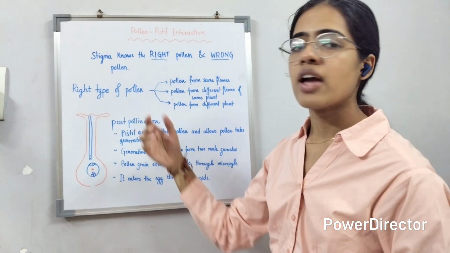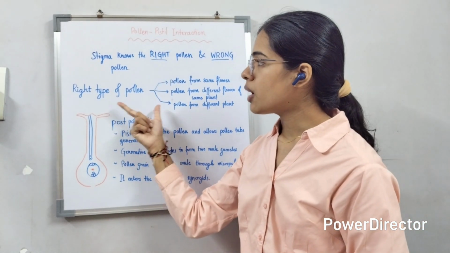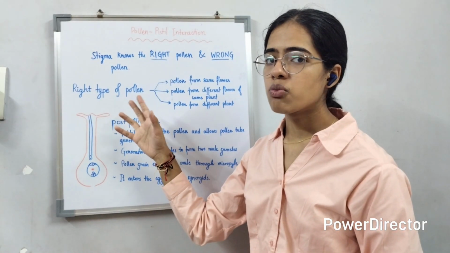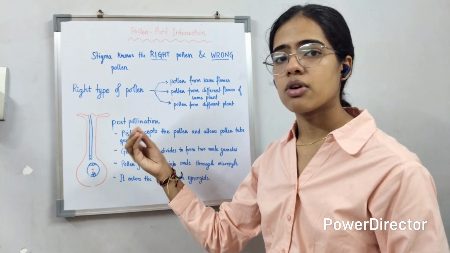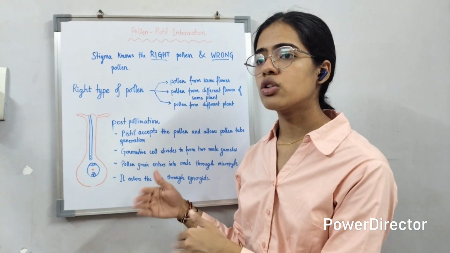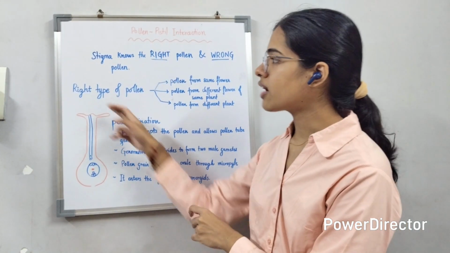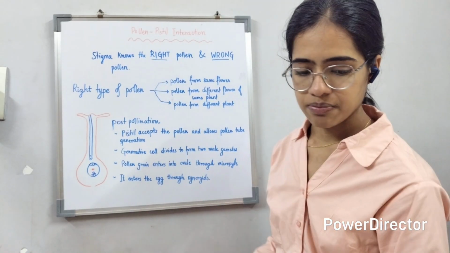First of all, we have to understand what is the right type of pollen. When a pollen reaches the stigma of the flower, there are different types of pollen which may reach the flower. The stigma can accept the right type of pollen, which will lead to the further events, the post-pollination events. The right type of pollen are of three types.